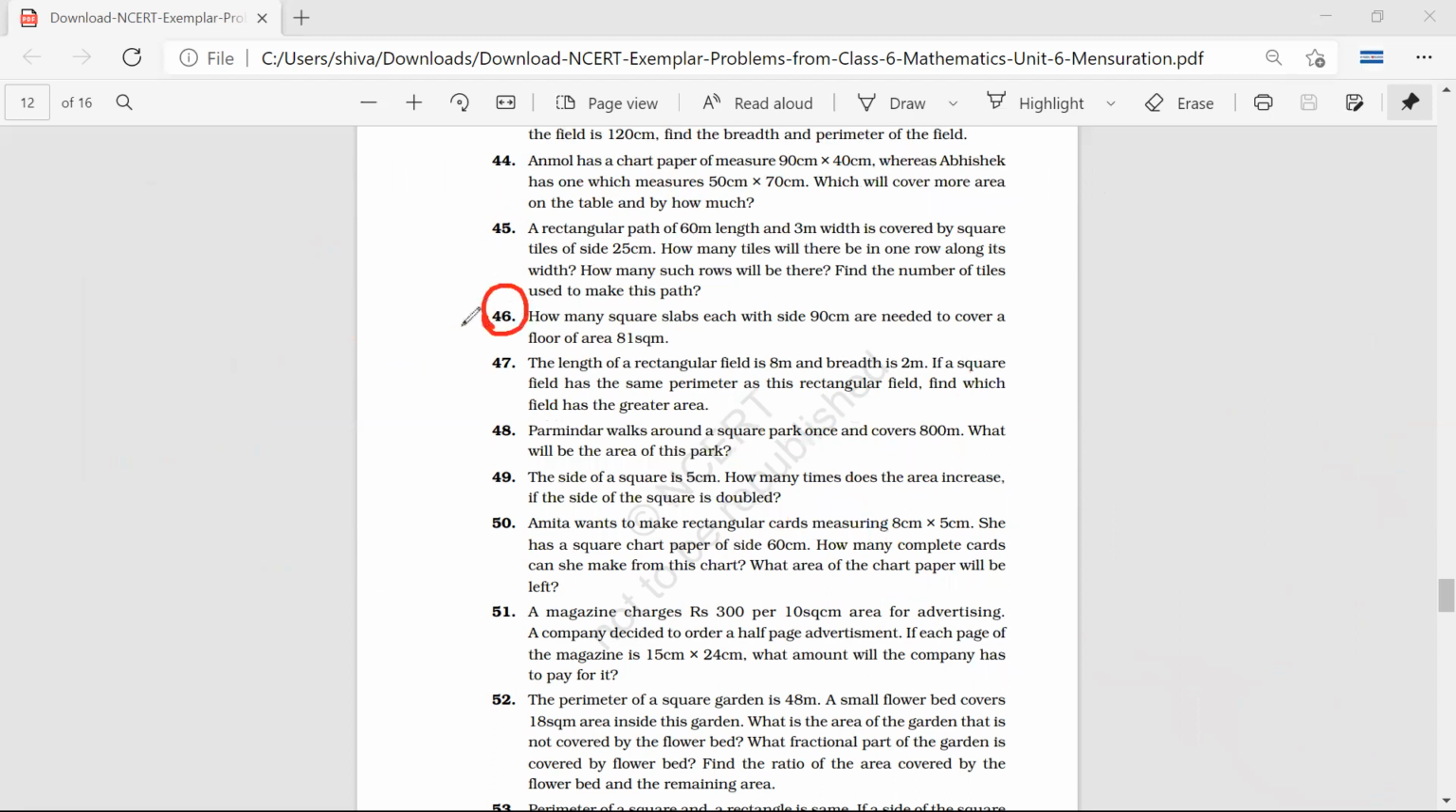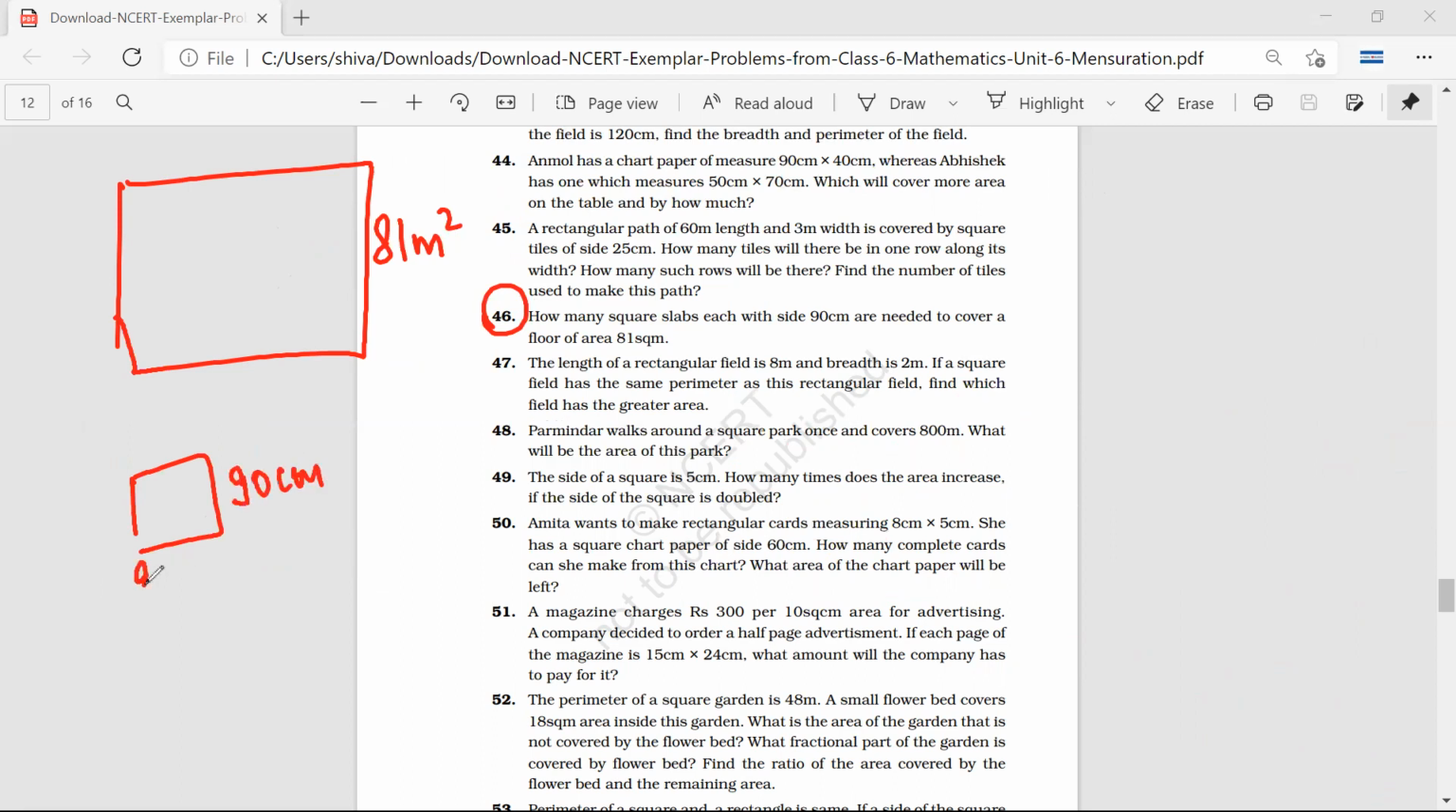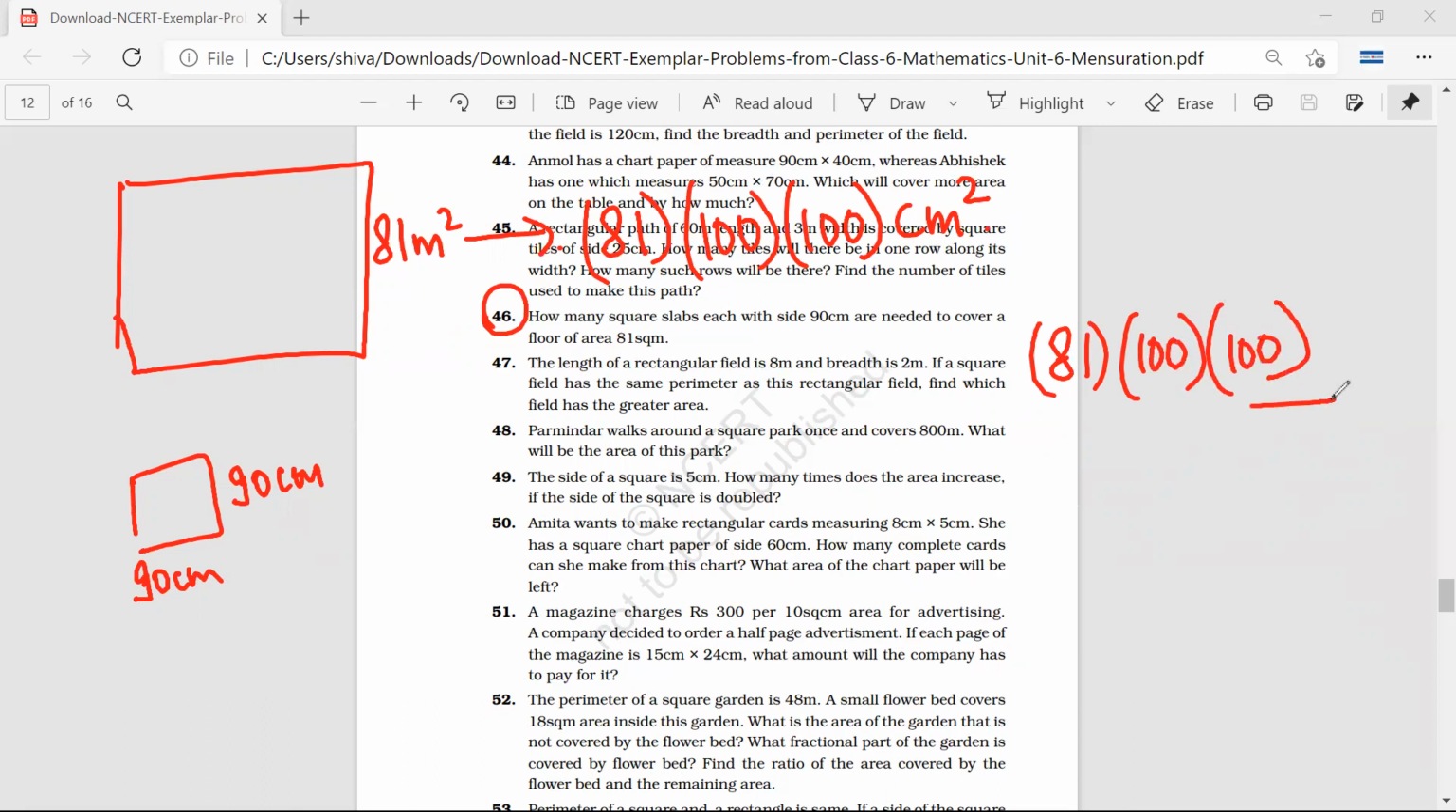Question number 46. How to do question number 46? So in question number 46, the side of the square slab is 90 centimeters. That means the area per slab will be 90 into 90, so 8100 centimeters, which is equal to 81 meters. So square slabs needed will be 81 divided by 81. So only one tile will be needed.